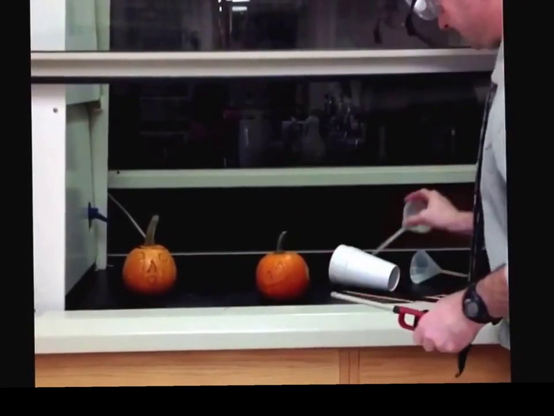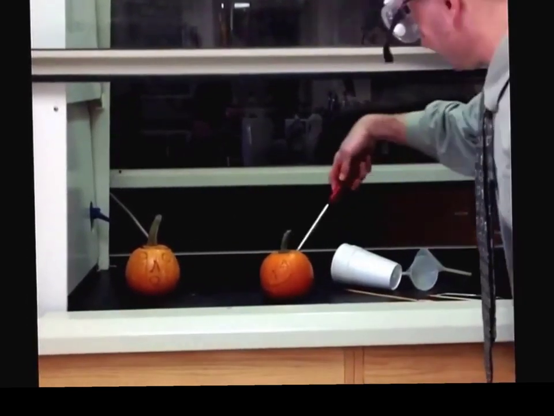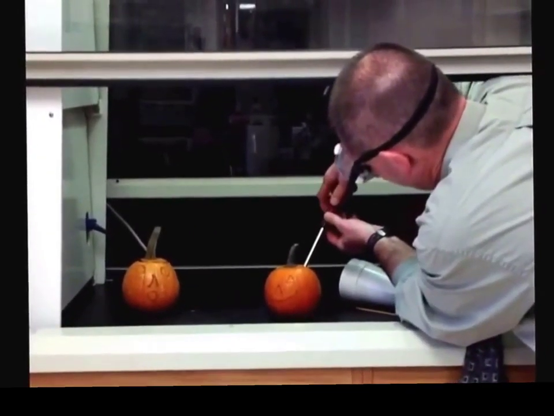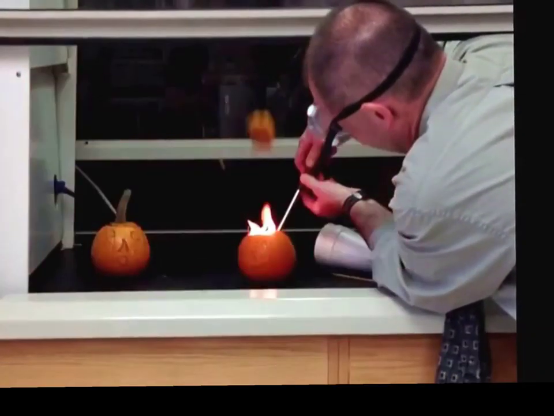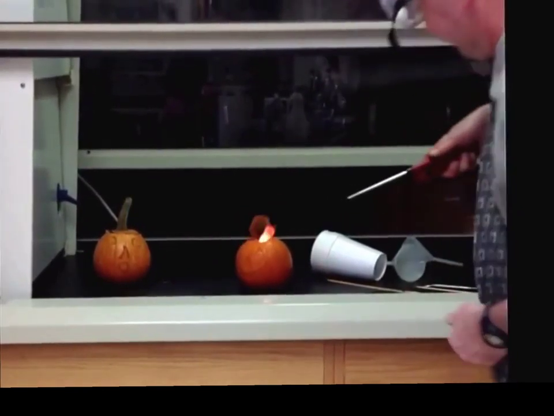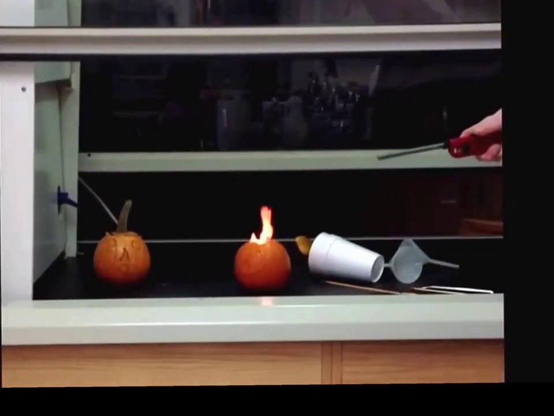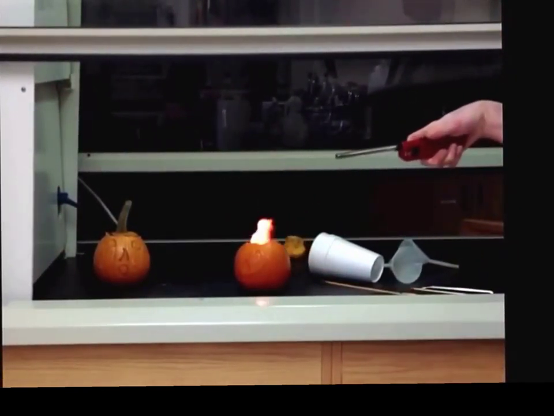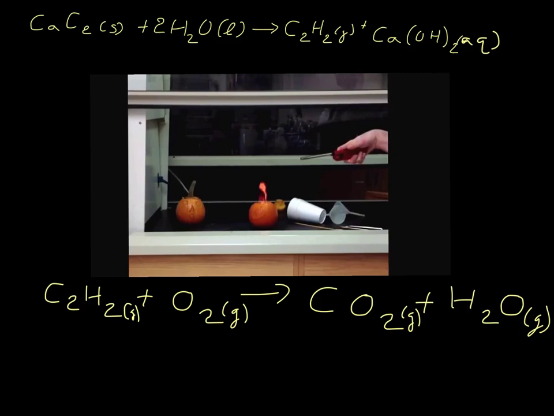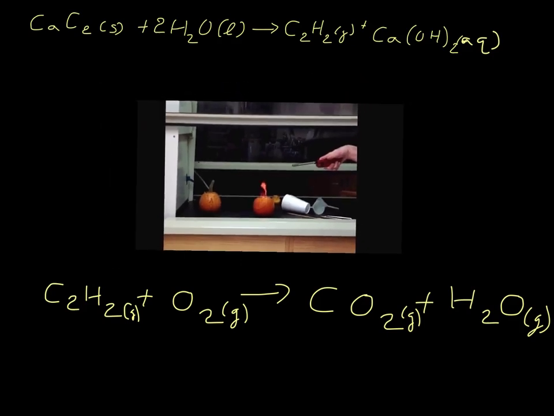Okay, this is a classic goodie. It's the generation of acetylene gas and then the ignition. So you can see chemical reactions can be very dramatic and very entertaining and a great way to celebrate Halloween. So let's take a look at the reactions behind this.